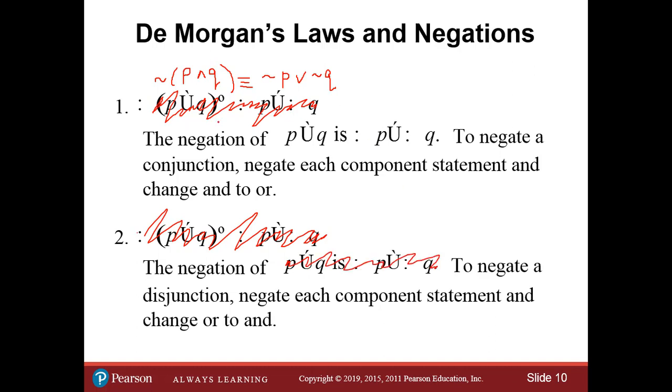Again, this is going to be the negation of P or Q, and to get the equivalent statement using DeMorgan's laws, we'd negate both sides and flip the sign, from and to or, or or to and. And we're done.